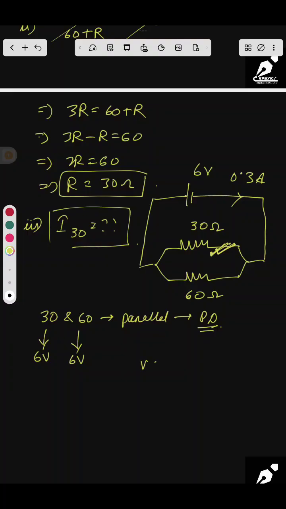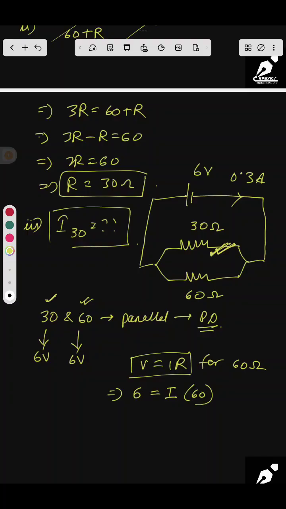Let us apply Ohm's law. V is equal to IR. They have asked now to find the current only through the 30 ohm resistance, but we will be calculating current for both 30 ohm as well as 60 ohm. So first of all, we will be calculating for the 60 ohm resistance. For the 60 ohm resistance, potential is 6, current you do not know, resistance is 60. So obviously current will be 6 by 60 is equal to 0.1 ampere. That is the current through the 60 ohm resistance.